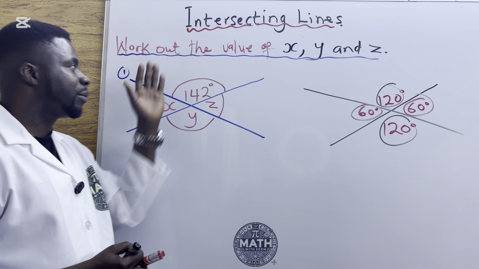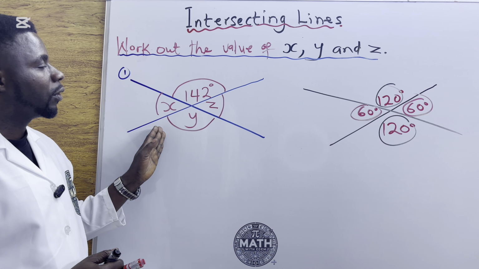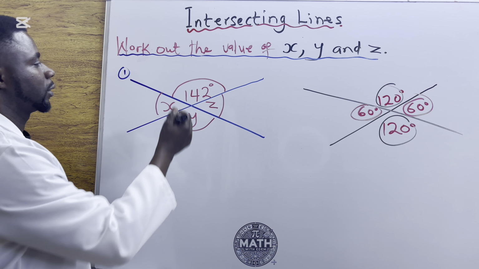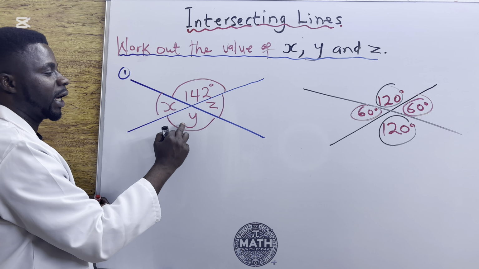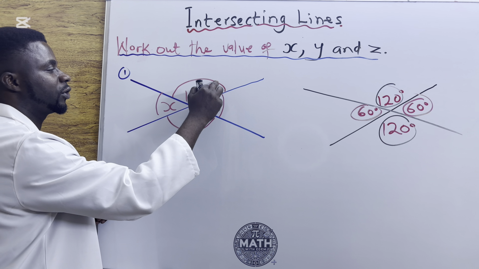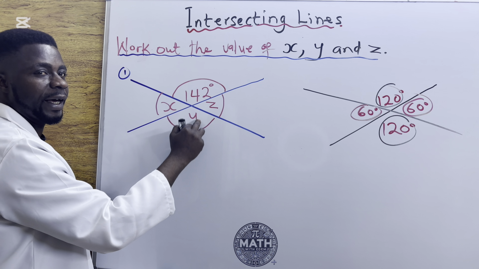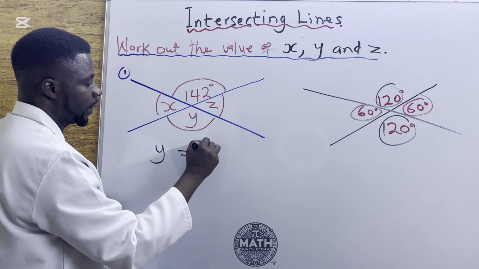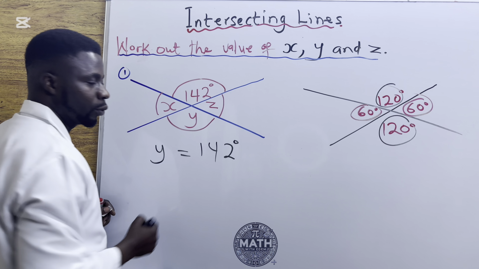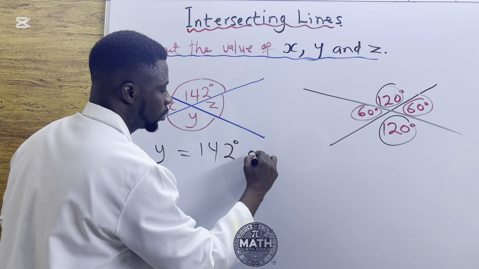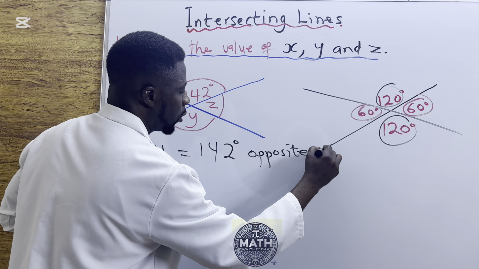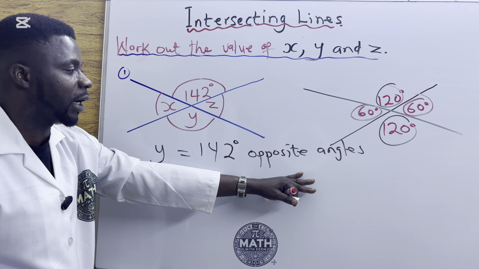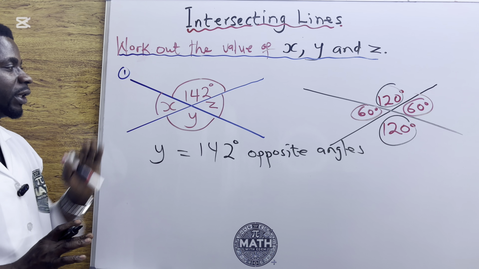Okay, now let's come back to this. Knowing this, it is very easy to do. You realize that now it's easy to find angle y because the angle 142 and y are opposite angles. So angle y equals 142 because they are opposite angles. And we know that opposite angles are what? Equal. So we finish with the first one.